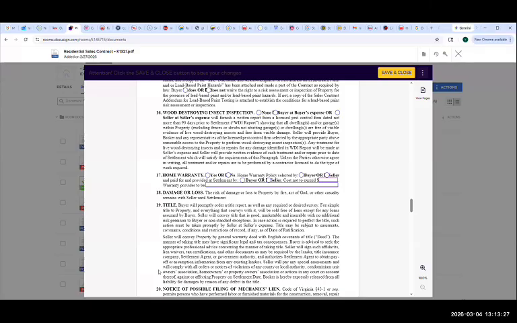Right. And what if there were no smoke detectors in the house when they listed? They have to install them. Okay. Thank you, Mike. All right, home warranty.